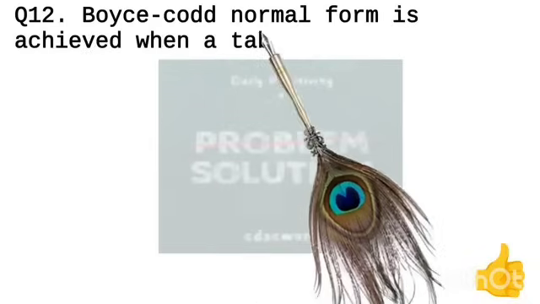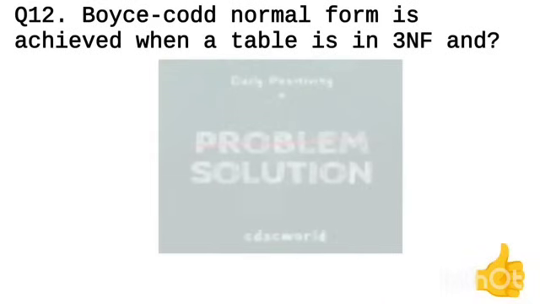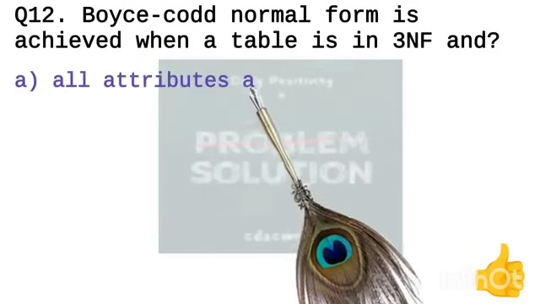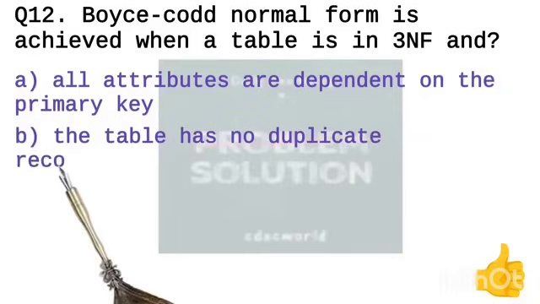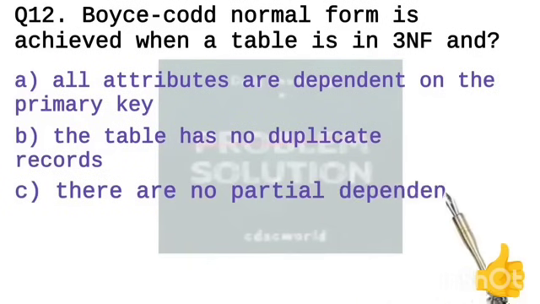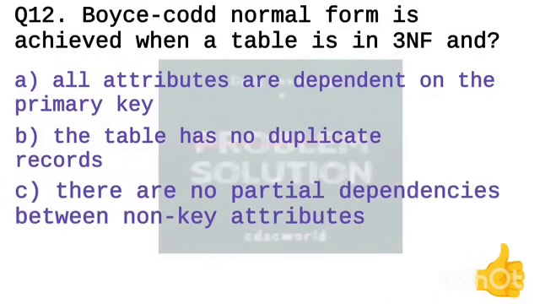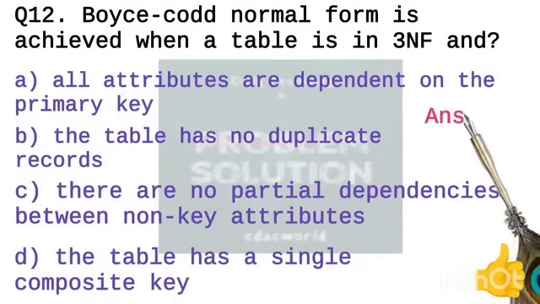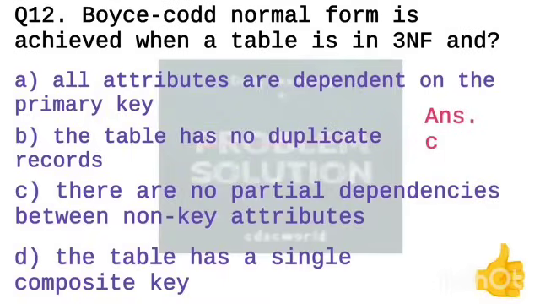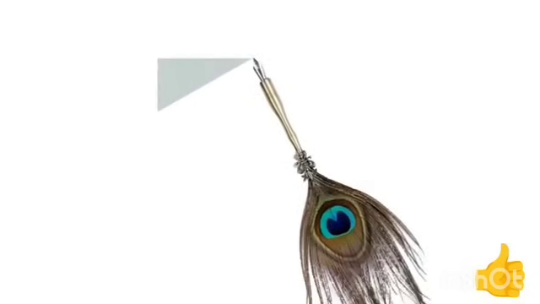Query number 12. Boyce-Codd normal form is achieved when a table is in third normal form and: option A. All attributes are dependent on the primary key. Option B. The table has no duplicate records. Option C. There are no partial dependencies between non-key attributes. And option D. The table has a single composite key. And the answer is C. There are no partial dependencies between non-key attributes.